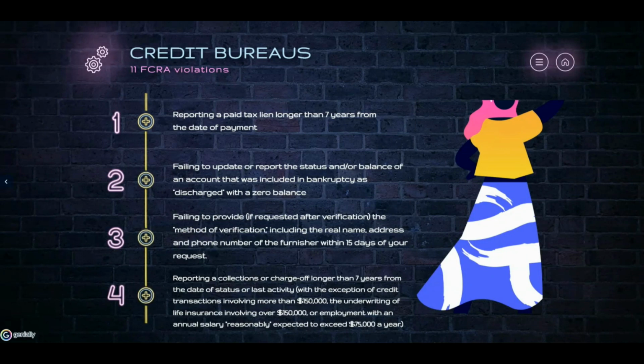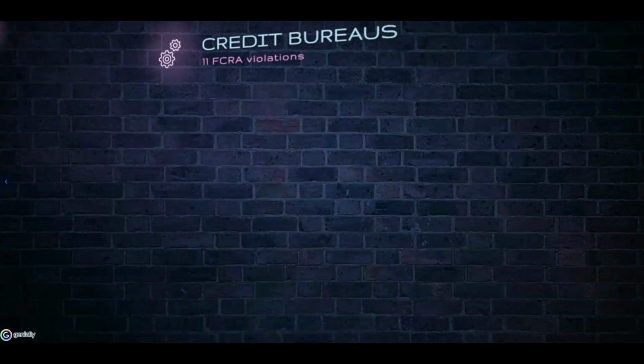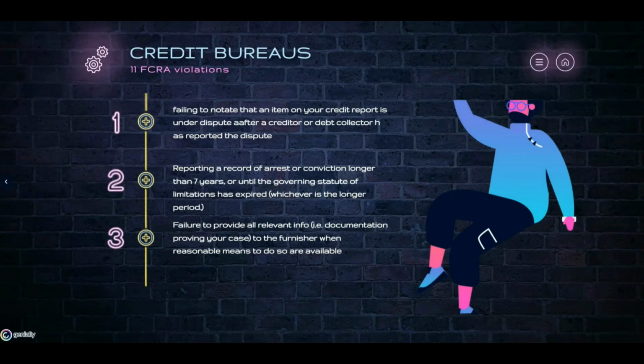All right, we have a couple more. Failing to notate that an item on your credit report is under dispute, in other words, notice of dispute, and we just talked about that. And yes, I see that typo right there. Reporting a record of arrest or conviction longer than 7 years, and failure to provide all relevant info to the furnisher when reasonable means to do so are available.